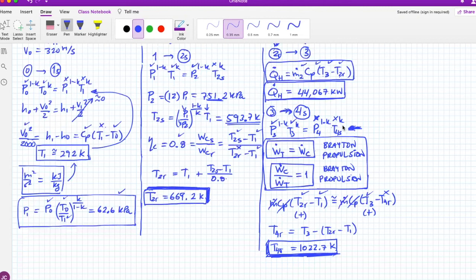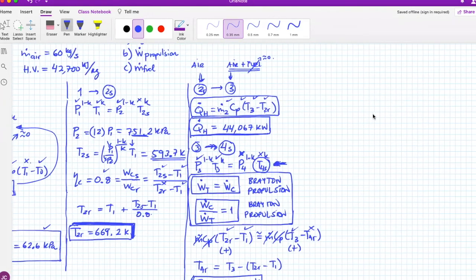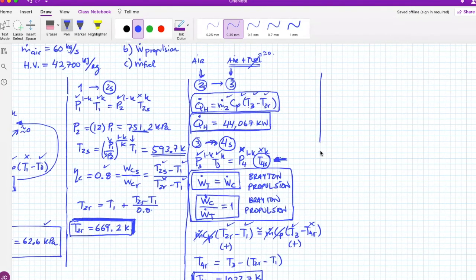Oh, you cannot. Oh my God. So what do you want to do? You cannot so far because you still don't know this fella, and therefore you cannot have the P4. So how can I get this isentropic? Oh, good thing that you have an efficiency. So let me just put it here.